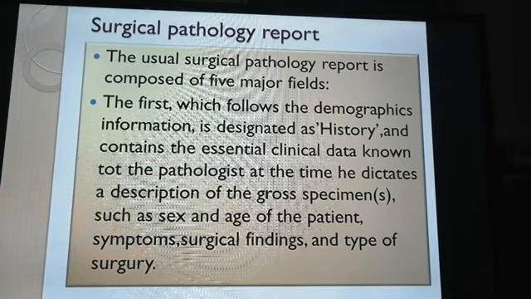Surgical pathology report. The usual surgical pathology report is composed of five major fields. The first, which follows the demographic information, is designated as history and contains the essential clinical data known to the pathologist at the time he dictates a description of the gross specimen, such as sex and age of the patient, symptoms, surgical findings, and types of surgery.